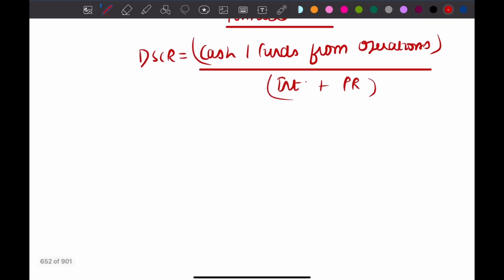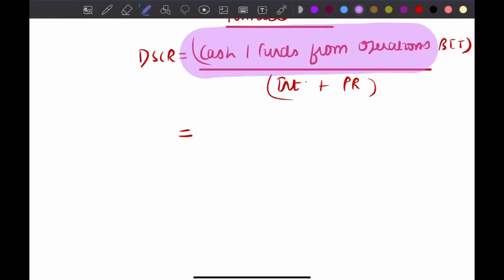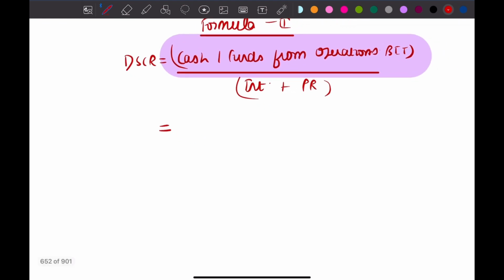So what actually is cash or funds from operations? This is before interest and tax. Let's understand what cash or funds from operations before interest and tax is. It basically means EBIT or PBIT. Can anyone please answer in the comment section what is the other name for EBIT or PBIT?